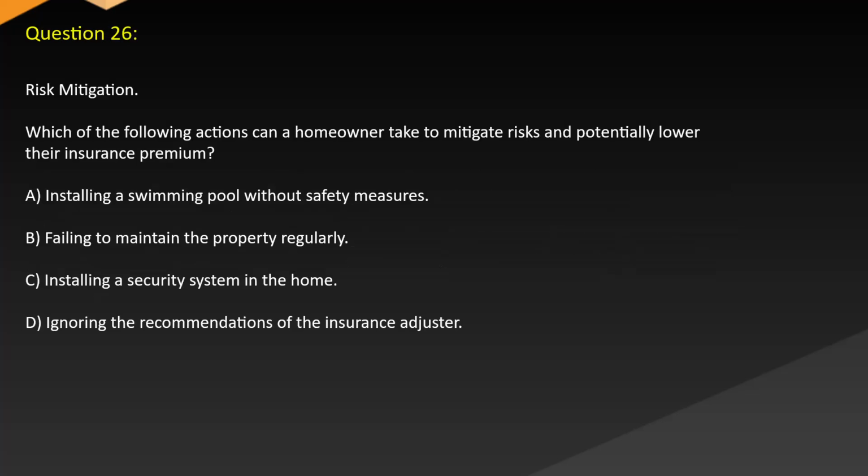Being informed about policy terms and communicating with the insurer is essential for resolving claims issues effectively. Question 26. Risk mitigation. Which of the following actions can a homeowner take to mitigate risks and potentially lower their insurance premium? A. Installing a swimming pool without safety measures. B. Failing to maintain the property regularly. C. Installing a security system in the home. D. Ignoring the recommendations of the insurance adjuster.